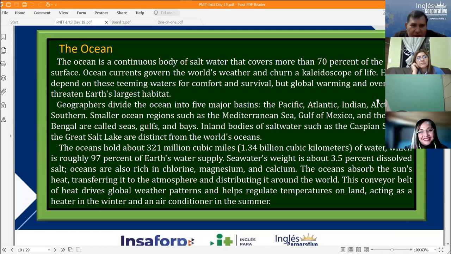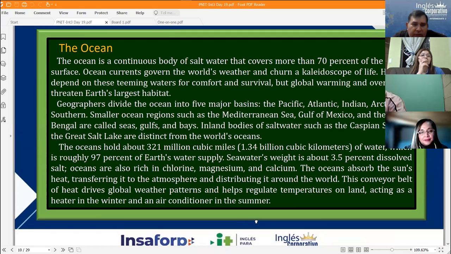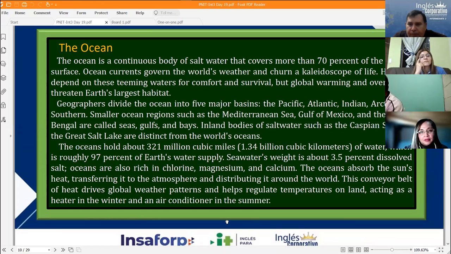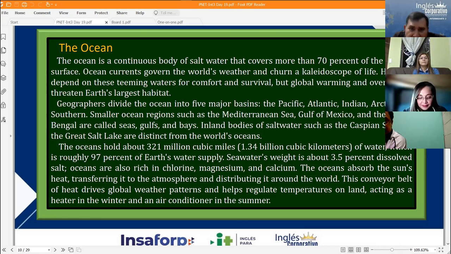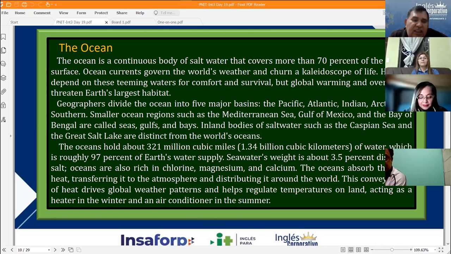Okay. The ocean. I'm going to read this and then you're going to go and read it in the practice reading. The ocean is a continuous body of salt water that covers more than 70% of the Earth's surface. Ocean currents govern the world's weather and turn a kaleidoscope of life, with different colors representing different elements in life. Humans depend on these teeming waters for comfort and survival. Teeming with life is full of life, okay.